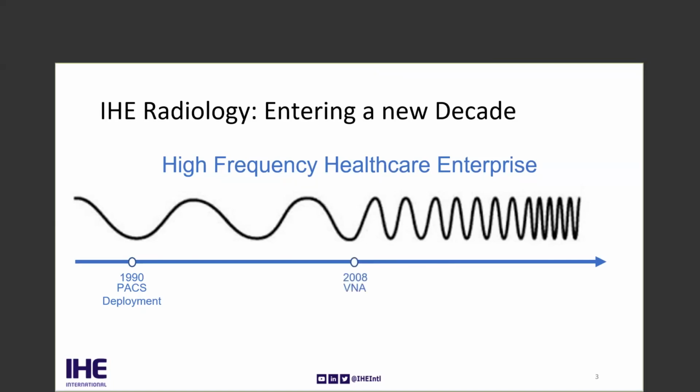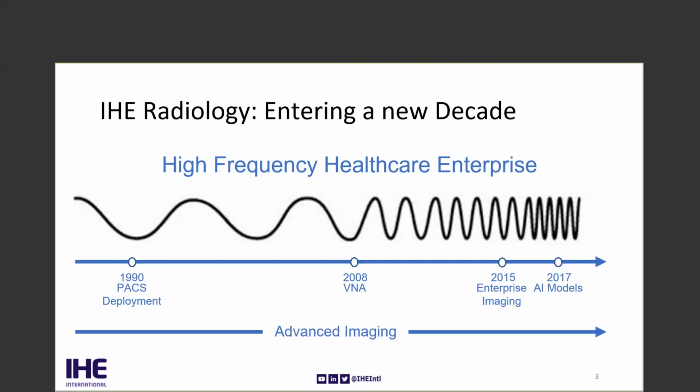And then in the mid-2000s, we had VNAs. We started to see enterprise deployment and consolidation of some technologies to the enterprise level. And in 2015, we started seeing the theme of enterprise imaging, and it's still very active, lots of activities there. And a couple of years later, we saw activities on AI, and it is very active today. So we see activities going on with new major themes coming up in a much higher frequency fashion. And along the way, we also have continuous advances in imaging.